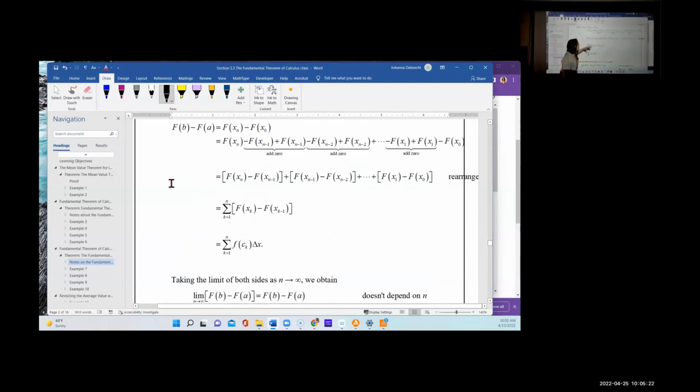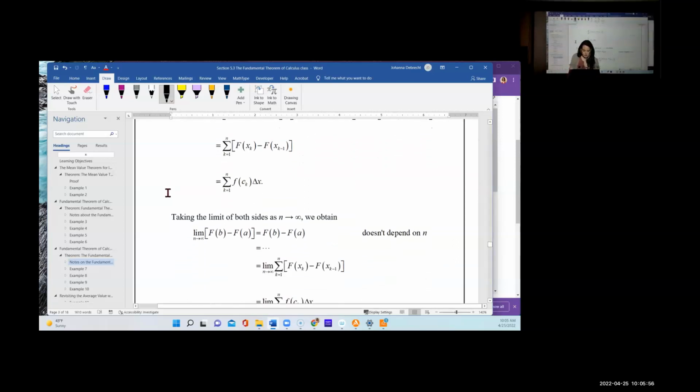Basically, we took and we added 0 multiple times and minus 1 times. Then we regrouped them so that we had basically the numerator of the slope of the secant line in brackets for each one of these. And then we wrote it as a sum. And then we said that this has to be equal to f of c sub k delta x. So we have the sum from k equal 1 to n of f of c sub k delta x. This is coming from the mean value theorem.